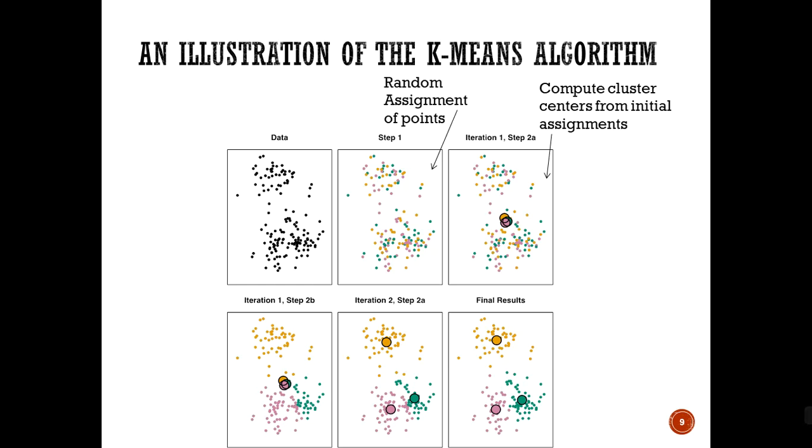So now we take the centroids and we find the closest point to each of the centroids. At each point we ask, are you closest to which centroid? Are you closest to the green, purple, or orange centroid?